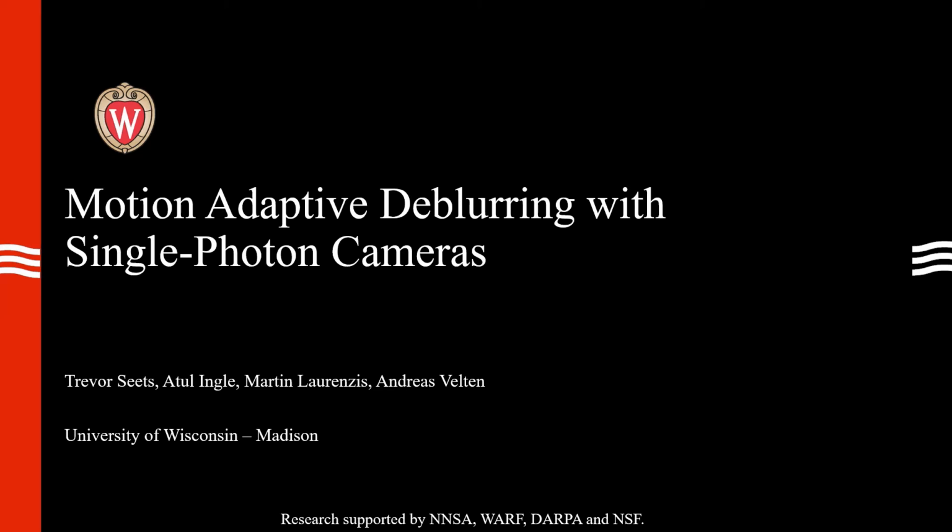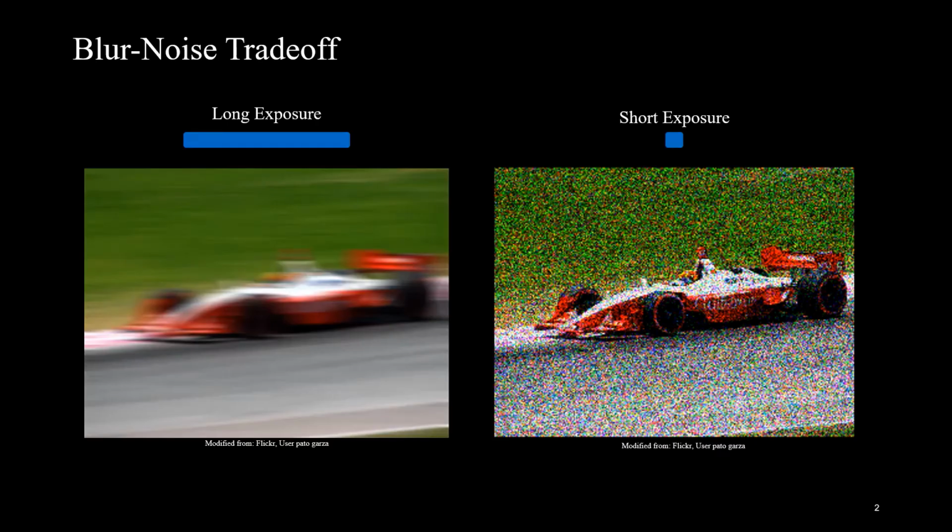Today I will be presenting our recent work on motion-adapted deblurring with single-photon cameras. As many of you may know, when you take a long exposure image of something moving, the result will end up blurry. However, if you take a short exposure image, the result may be noisy. In this way, a blur-noise trade-off is created through the exposure time.